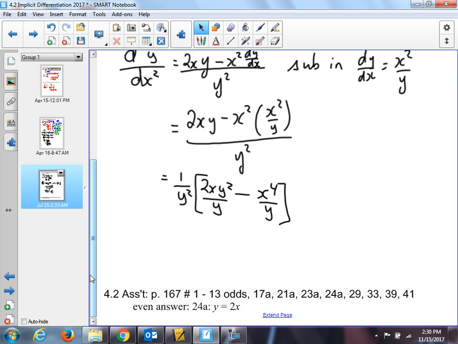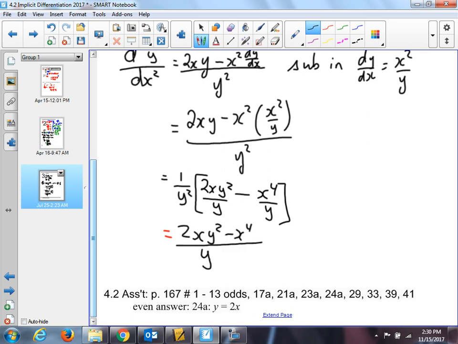And can you group anything on the numerator? No, absolutely not. You could do some factoring, but let's just toss it in. 2x y squared minus x to the 4, over y cubed. And that would be it. You could factor out the common factor of x on the numerator. That's about it, though. I'm going to just stop it.